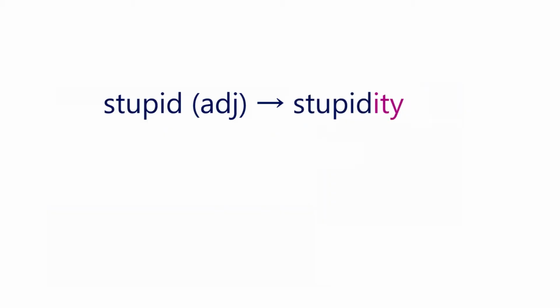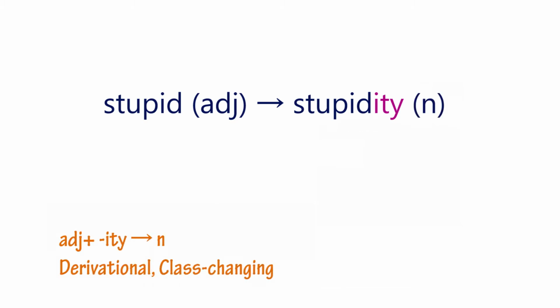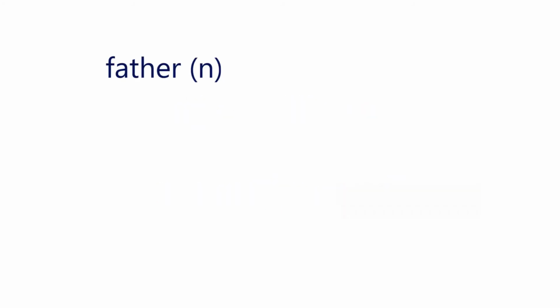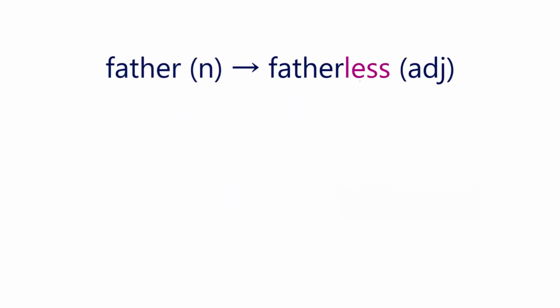Stupidity. Stupid, adjective. Stupidity, noun, class change. The suffix is ity. The noun suffix ity, which is derivational and class changing. In the case of stupid, you have an adjective, then you have a noun suffix, which turns it into a noun. But I'm going to give you the opposite. It might be the case that you have a noun, and then you add an adjective suffix, and you turn it into an adjective. Like father as a noun, fatherless, adjective.